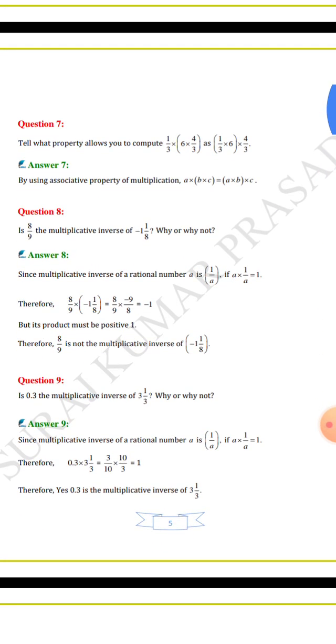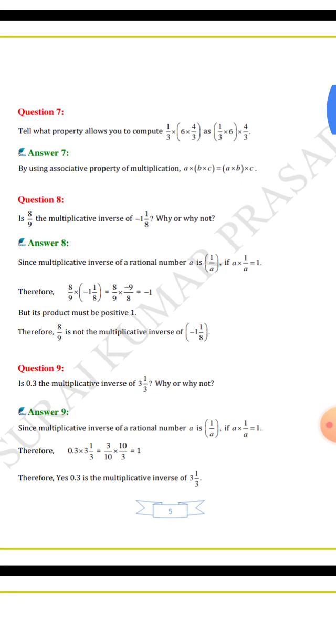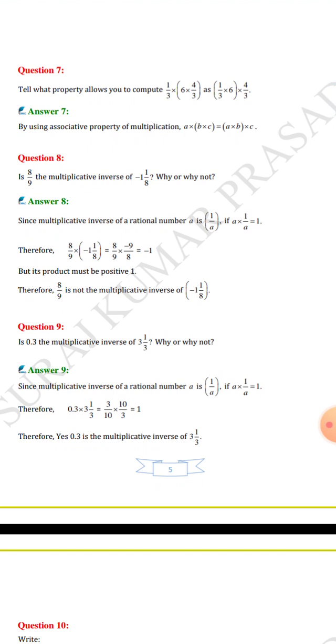Question number 7. Tell what property allows you to complete 1 by 3 into (1 by 3 into 6) into 4 by 3 as 1 by 3 into 6 into 4 by 3. We have to find by which property the given question they have written. They have written the given question by using associative property of multiplication. A into (B into C) is equal to (A into B) into C. Next question.